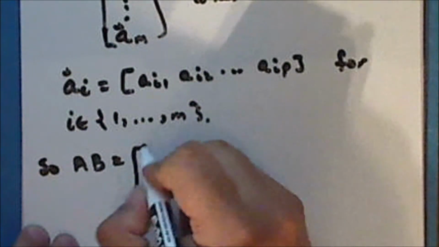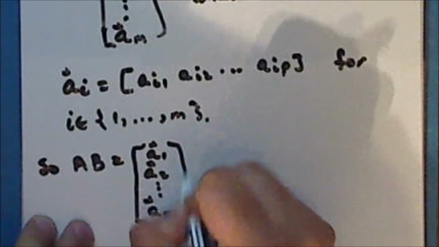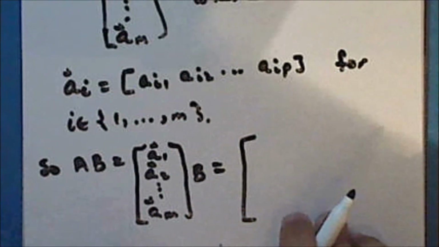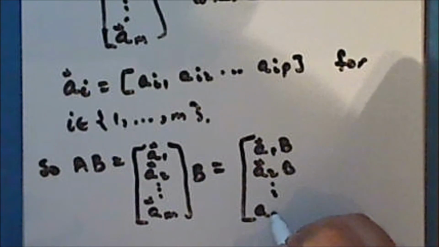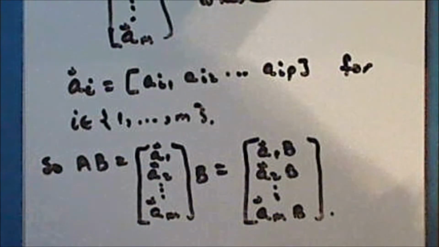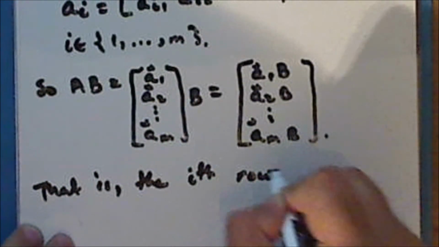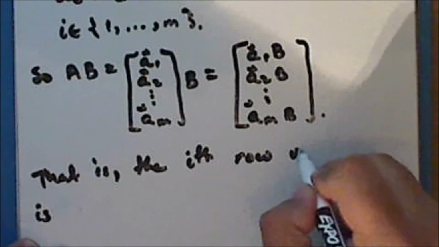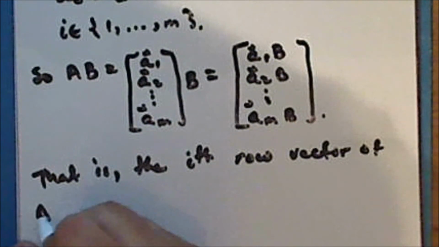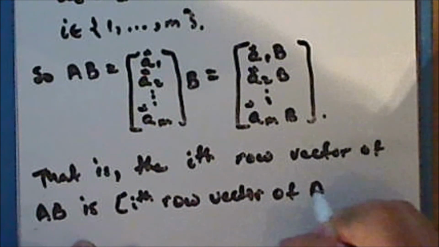And so the product A times B is the product of the column vector of row vectors A sub 1 through A sub m times the matrix B, which is the column vector of row vectors A sub 1 times B, A sub 2 times B, through A sub m times B. That is, the ith row vector of the product A times B is the ith row vector of A times the matrix B.